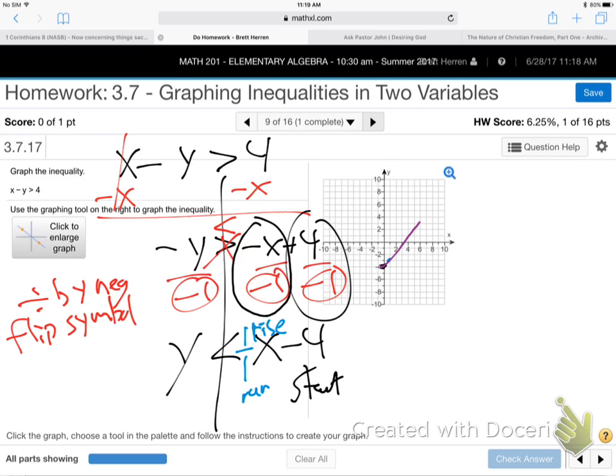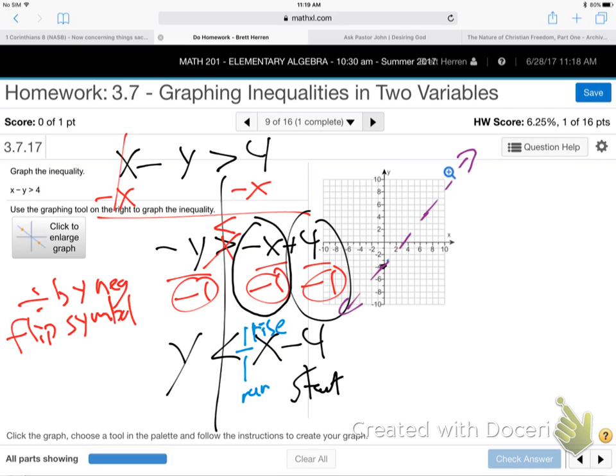Connect the dots. Here we go. There's our line. Everybody good there? So I started at negative 4, then I went up 1 over 1. Connect the dots. There's the line. Now, is it solid or dotted? Yeah, I should have made it dashed, huh?